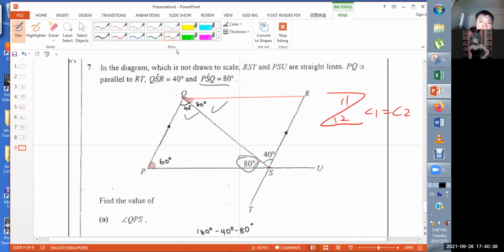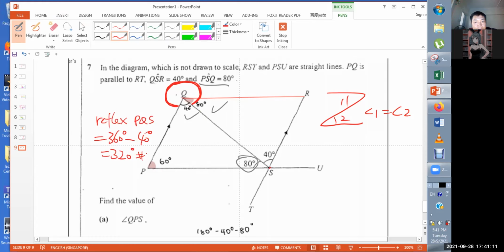So basically, just now we are asked to find the reflex of this PQS, right? That means it's here. What do you think? So what's the answer? PQS is 40. Reflex of PQS. 320. Yes, you take 360 minus the 40, so you get 320. So that's the meaning of reflex. All right. Okay, good.